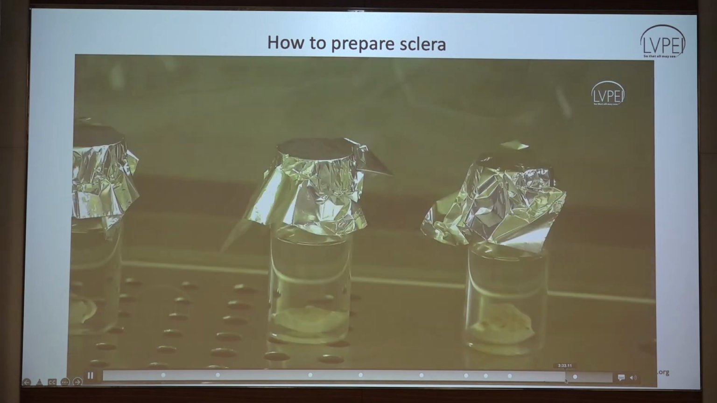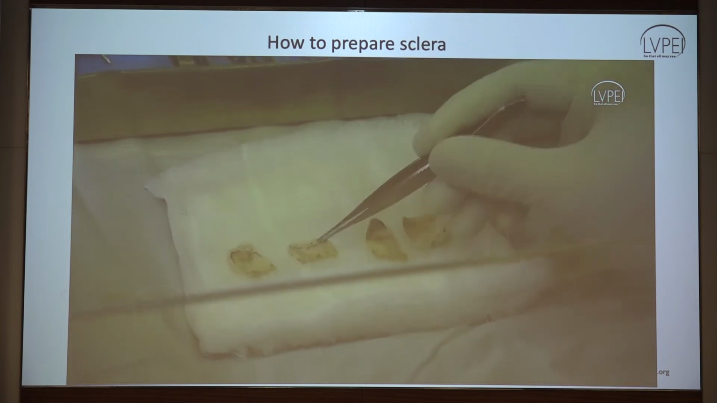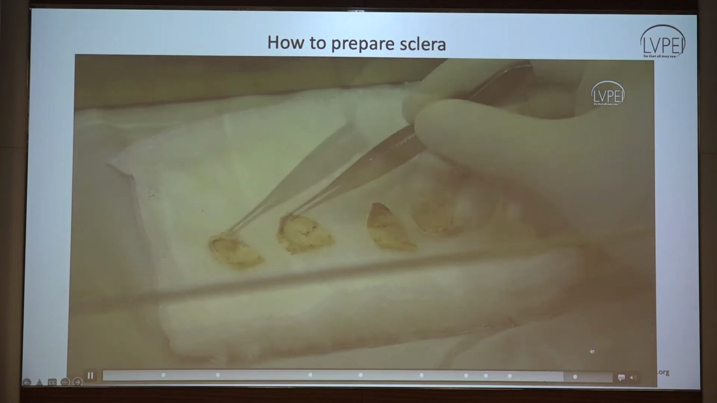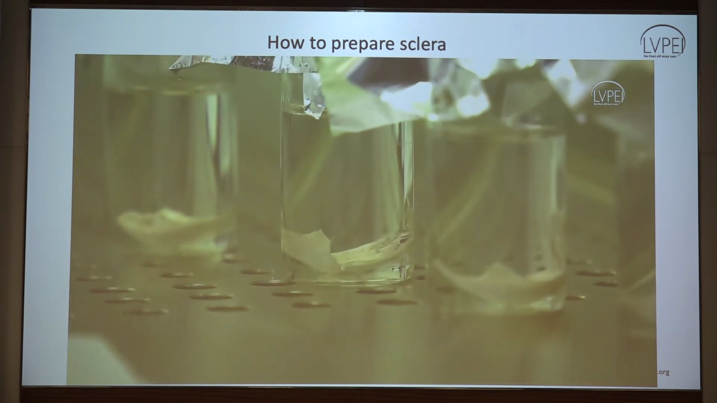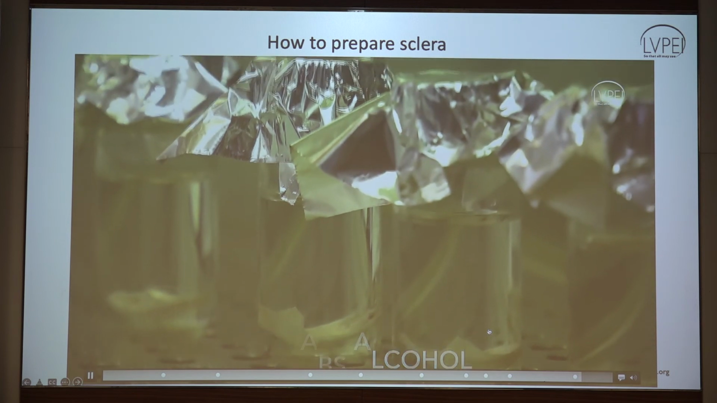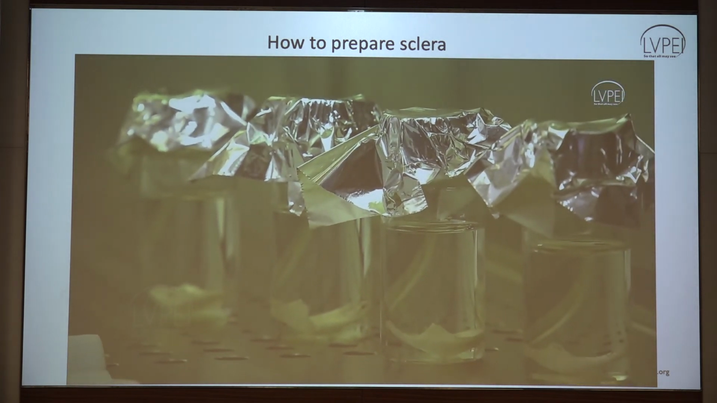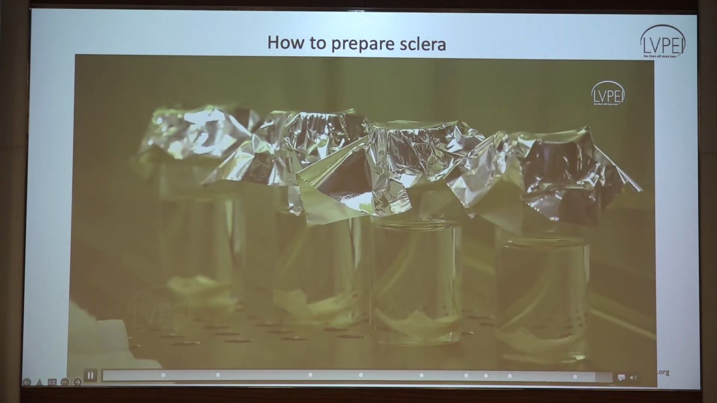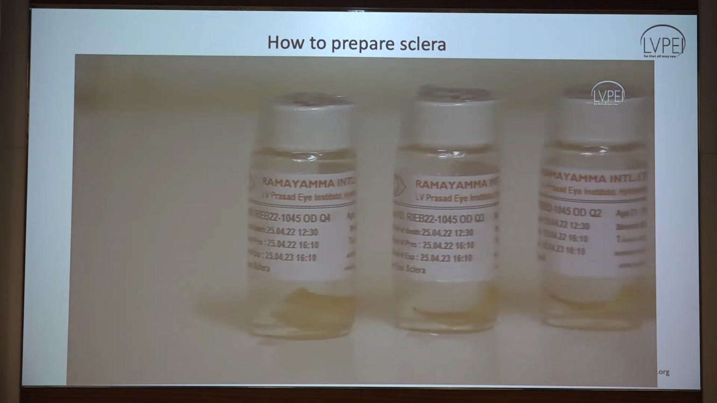After the soak, the tissues are taken up and placed on a sterile pad to dry out, following which they are transferred into absolute alcohol vials before being released. Some eye banks also have the method to store the tissues for 6 months before release, and some release them immediately. After preparation, usually the typical time of storage for the scleral tissue is 1 year.